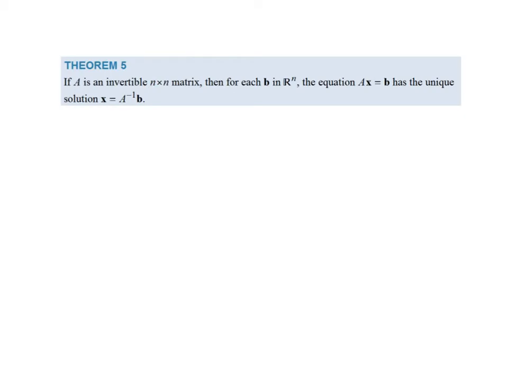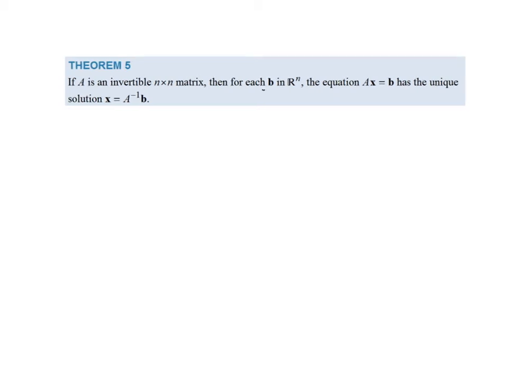Now we get our second theorem of the section. Theorem 5 says that if A is an invertible n by n matrix, then for each B in Rn, the equation Ax equals B has a solution x equals A inverse times B. So this says that if A is invertible, every B has a solution, right? That we're never going to have an inconsistent system, and that's what it looks like. X equals A inverse times B.